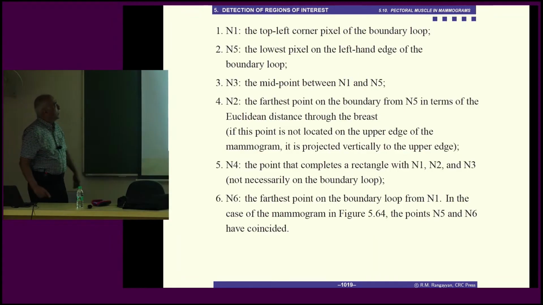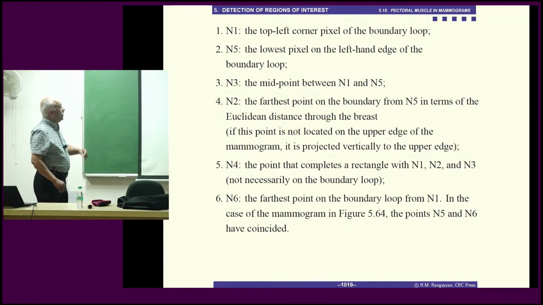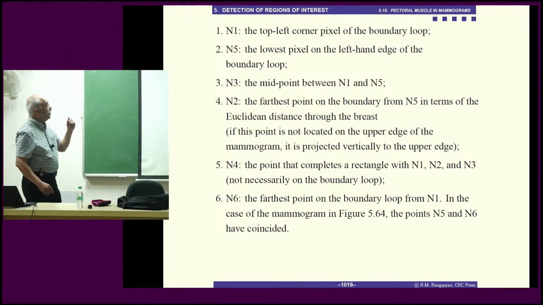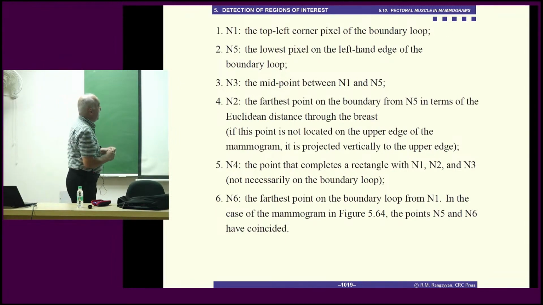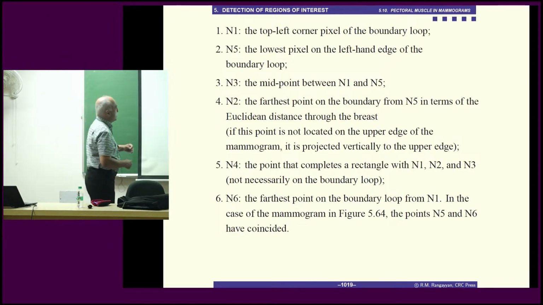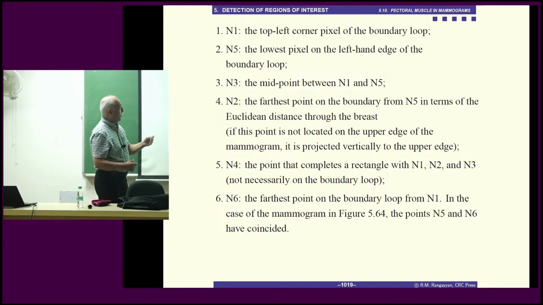So let's go back. N1 is the top left corner of the boundary loop. N5 is the lowest pixel on the left-hand edge of the boundary loop. The boundary is already detected using the previous method we saw yesterday. N3 is the midpoint between N1 and N5. N2 is the farthest point on the boundary from N5 by Euclidean distance. N4 is the point that completes a rectangle with N1, N2, N3.